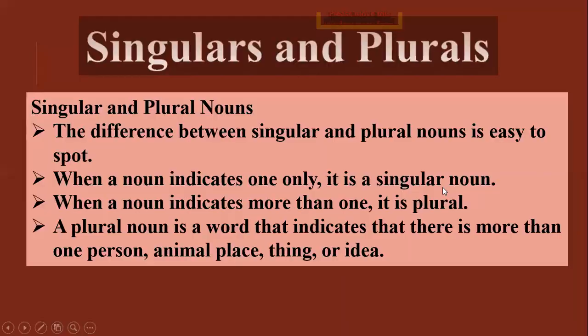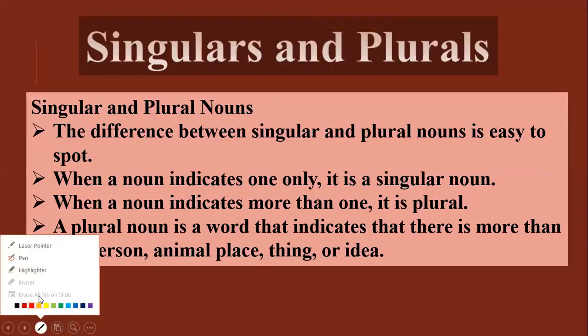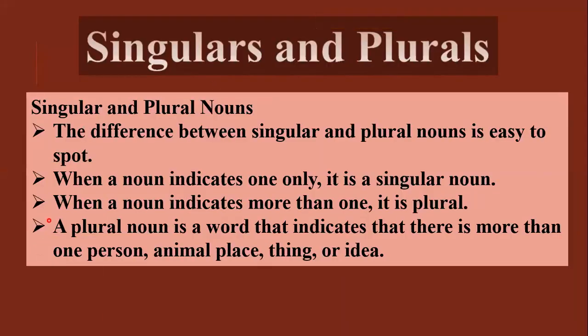So what are singulars and plurals? Let's just read up the definitions together. Singular and plural nouns: the difference between singular and plural nouns is easy to spot. When a noun indicates only one, it is a singular noun. When a noun indicates more than one, it's a plural. A plural noun is a word that indicates that there is more than one person, animal, place, thing, or idea. So basically, a plural noun is always talking about more than one. It can be two, three, or four. So it's always more than one.